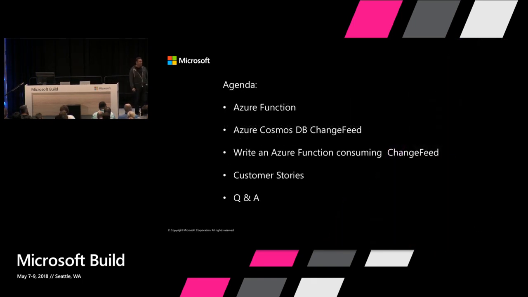So let's go quickly over the agenda. I will be briefly talking about what is Azure Functions, how you can develop it, and then we will look at the Cosmos DB change feed, and we can see how we can mix the two together and build real applications. And the last one, we will write some code to solve a real business problem. And in the end, we have customer stories.